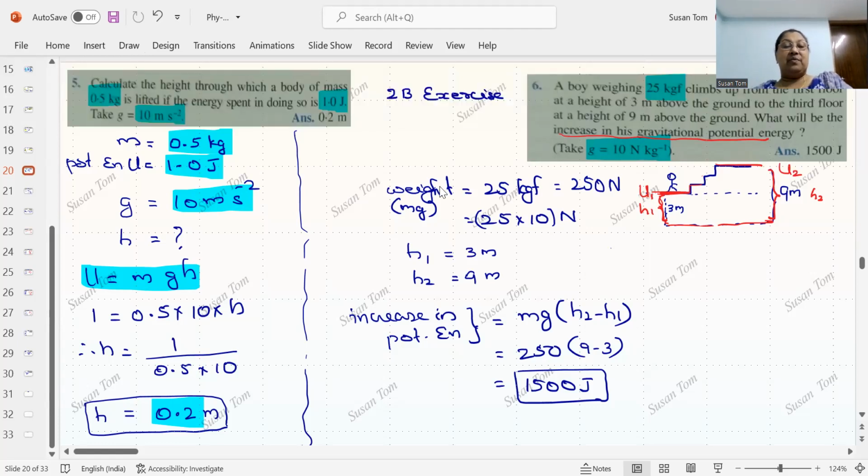Remember, when you take h1 and h2, for the difference you have to take bigger minus smaller. So that is 9 minus 3, which is 6. 250 into 6, you are getting 1500 joules.